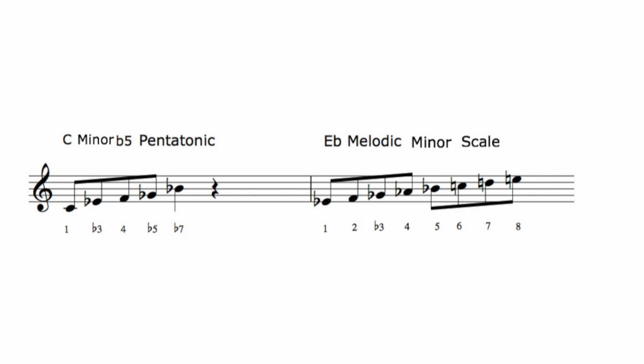So it's a minor pentatonic where you've dropped the 5th. So C minor pentatonic, so normally you'd have C, E flat, F, G, B flat, but in this case you have G flat. So that's your flat 5, and there's no 5th in there.